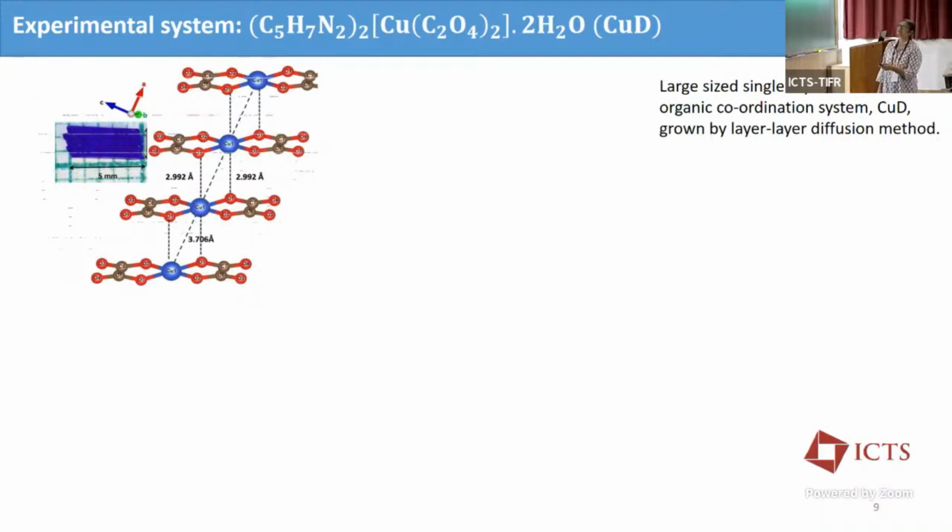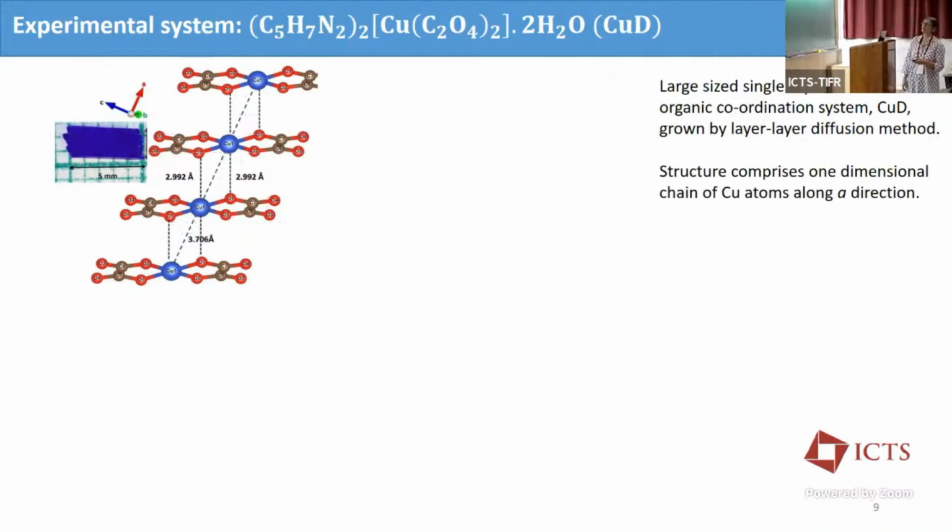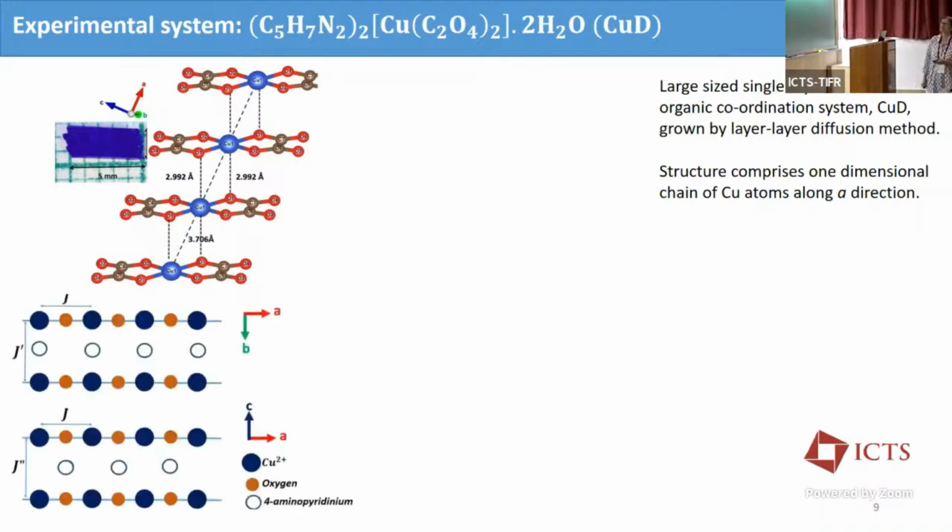You can see that the crystals are approximately 5 millimeter in size. And from single crystal XRD, what you find is that these copper atoms form a chain in the A direction. The chains are very well insulated along the other two directions. The distance between the copper sites along the other two directions is around 11 and 22 angstroms. So this system is a very, very good realization. At least structurally, it has very, very good isolated one-dimensional chains in the A direction.